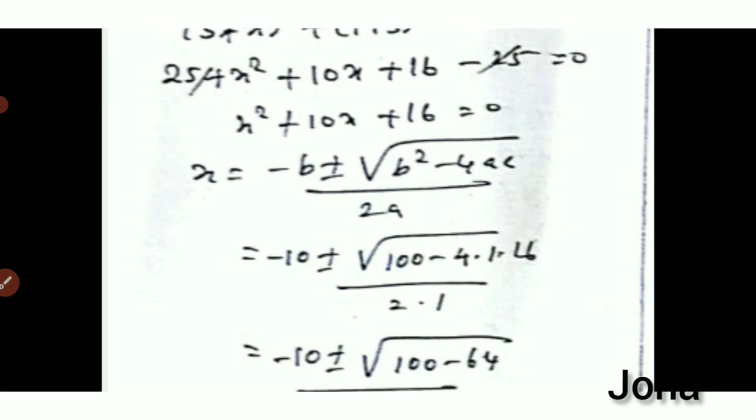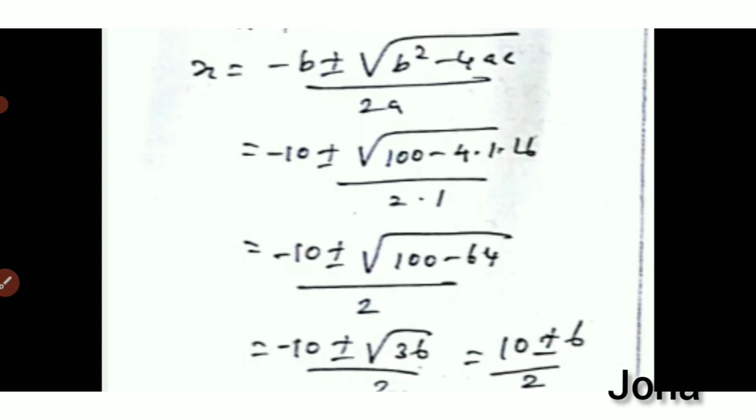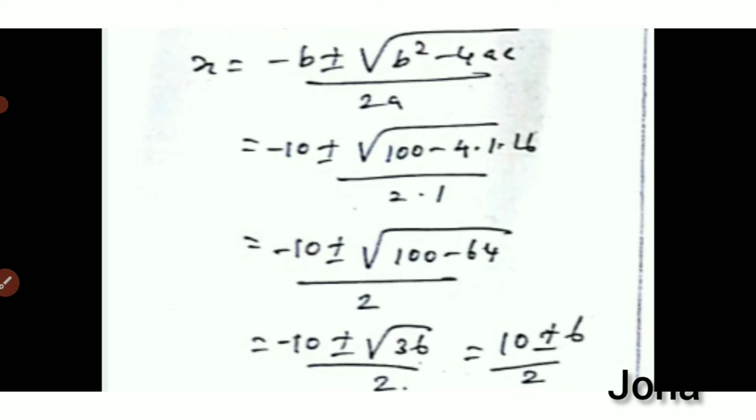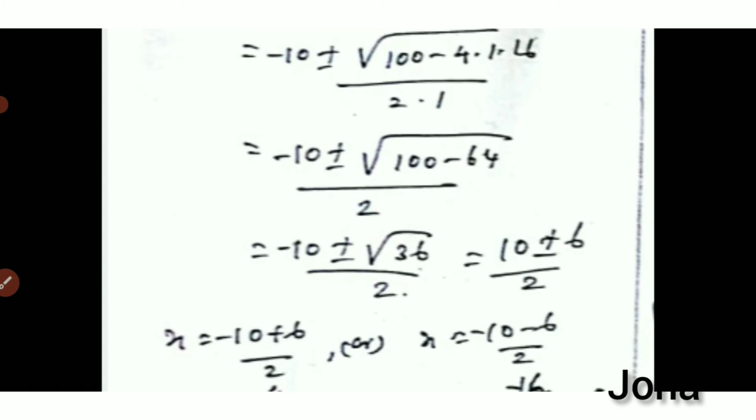We couldn't factorize, so we are going to use the same formula x equal to minus b plus or minus root of b square minus 4ac divided by 2a. Again substitute the values of a, b, c here. That is nothing but minus 10 plus or minus root of 100 minus 4 into 1 into 16 divided by 2 into 1. Which is equal to minus 10 plus or minus root of 100 minus 64 divided by 2. So that is minus 10 plus or minus root 36 by 2 here. Therefore minus 10 plus or minus 6 divided by 2.